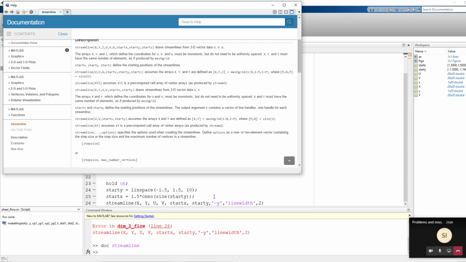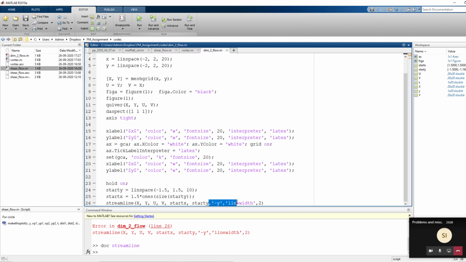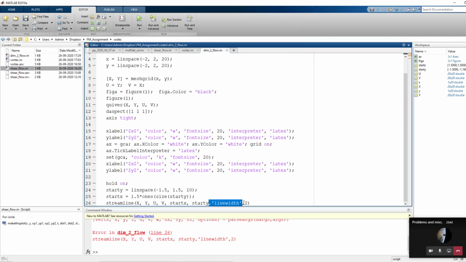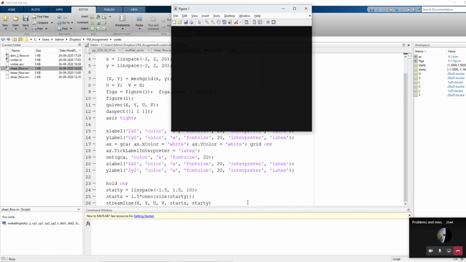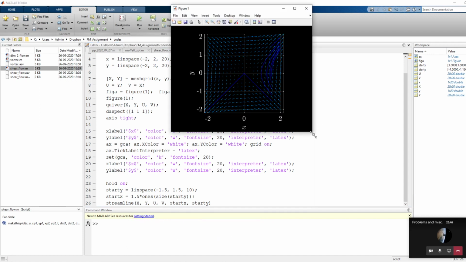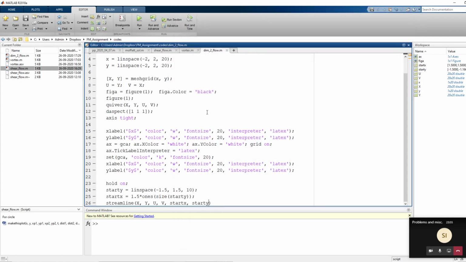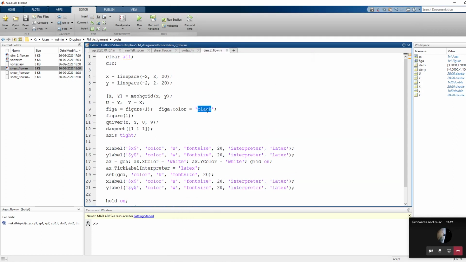Oh, they don't have any options. Anyway, is the line width. Well, I'll fix this eventually. This doesn't look good at all. In fact, I can make this.